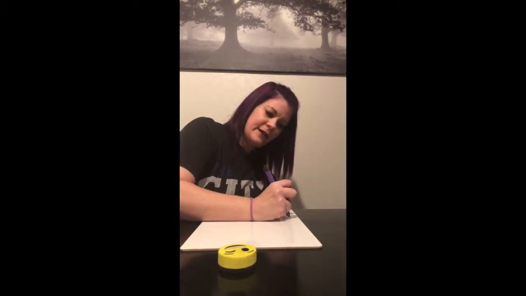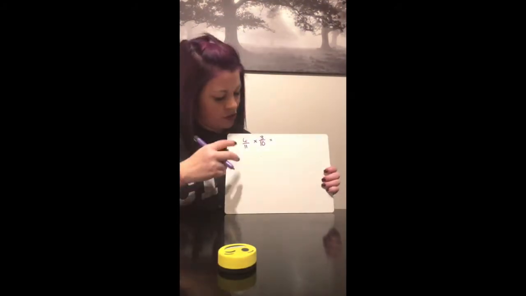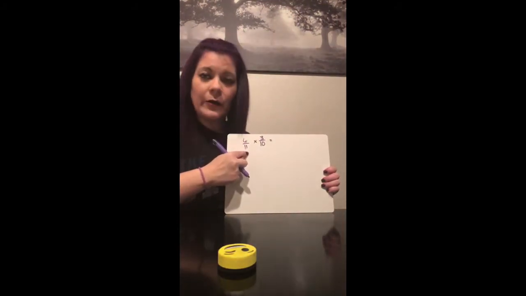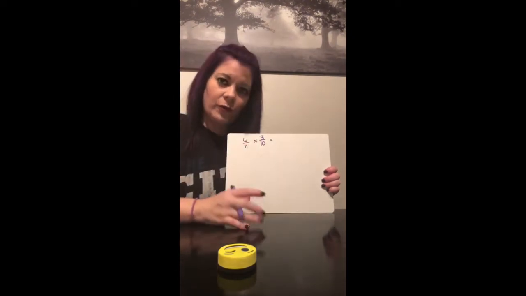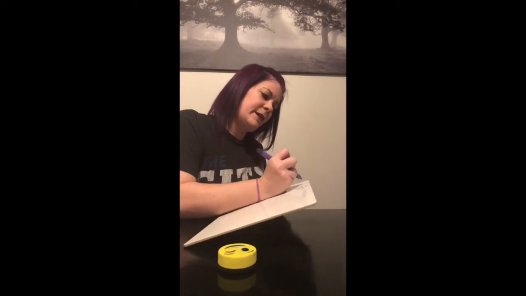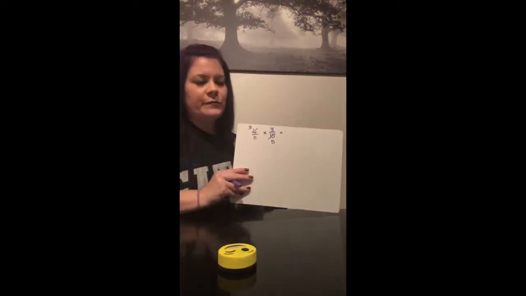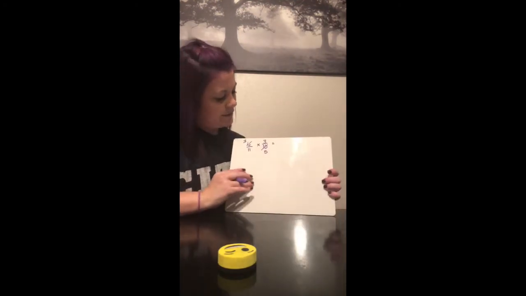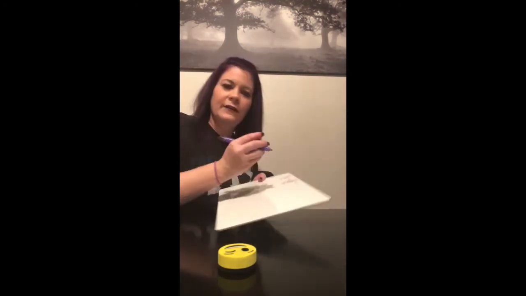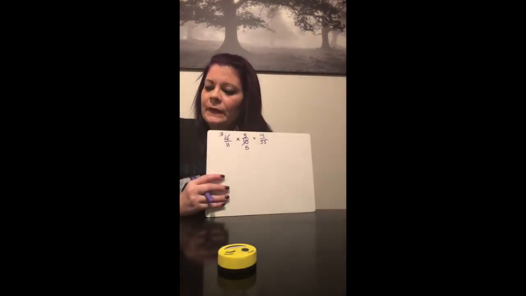6/11 times 3/10. With this one, we want to check: 3 and 11 don't have a common factor, but 6 and 10 do. They can both be divided by 2. So 6 divided by 2 is 3. 10 divided by 2 is 5. Now we just multiply straight across. 3 times 3 is 9, and 11 times 5 is 55. So 9/55. Okay? Awesome. Now let's multiply mixed fractions.